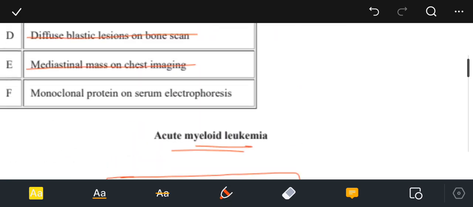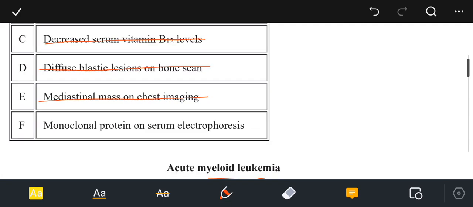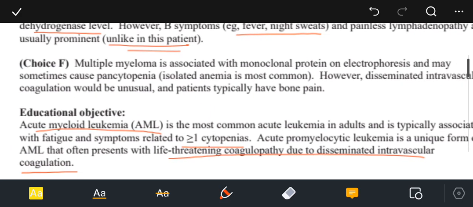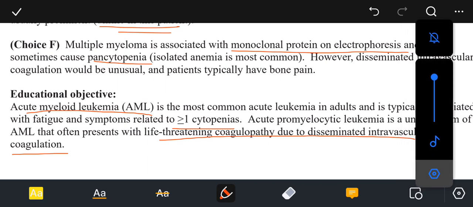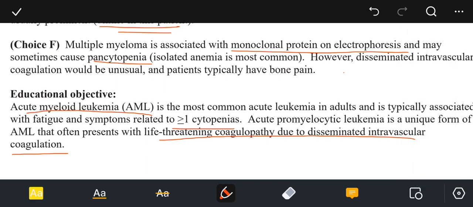The choice F, that is monoclonal protein on the serum electrophoresis. This is not the option of choice because multiple myeloma is associated with a monoclonal protein on electrophoresis and may sometimes cause pancytopenia. Isolated anemia is most common. However, disseminated intravascular coagulation would be unusual in these patients, and the patients typically have bone pain.